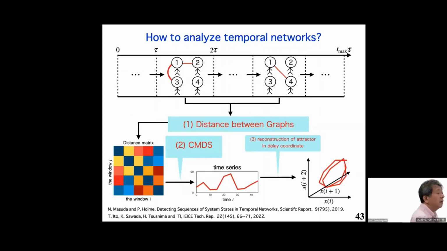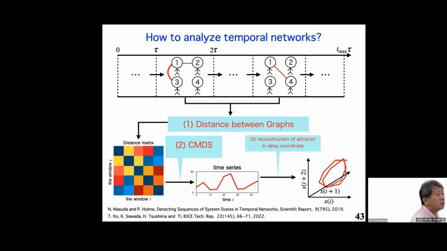So let me explain how to analyze the temporal network in today's talk. First, to obtain the temporal network data, we divided the data into several time windows, as shown at the top of this slide. In this slide, the temporal width of each time window is described by tau. Then the ith network after this division is considered to be the state value at time i.